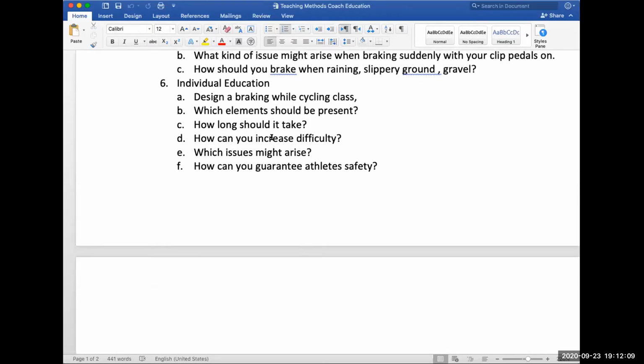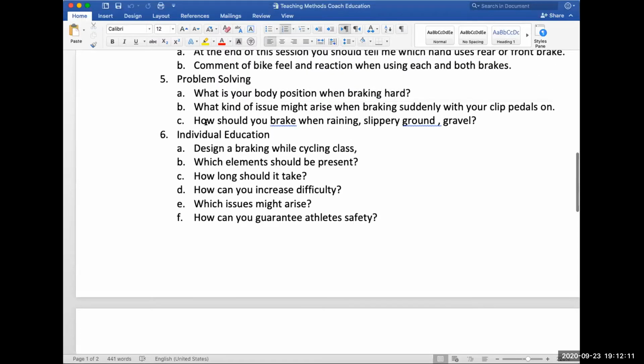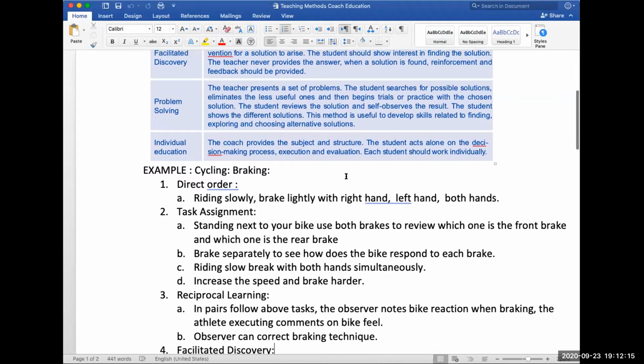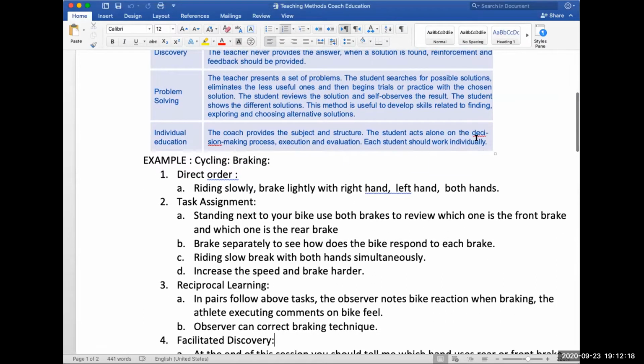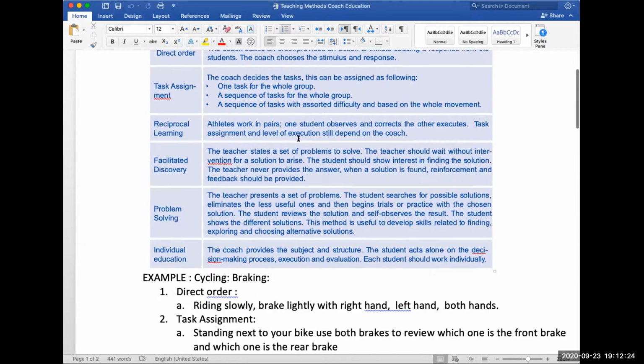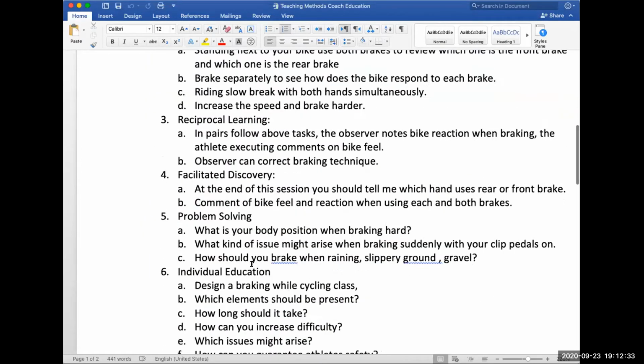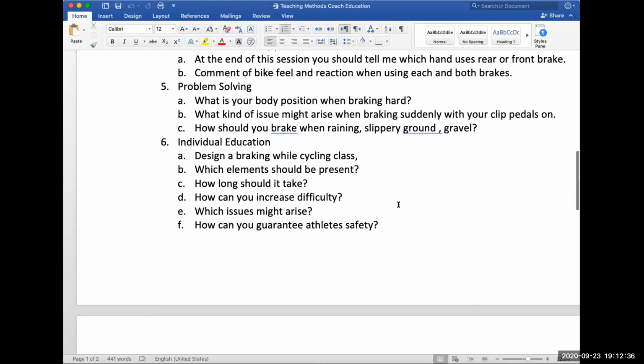So now, if it's going to be through individual education, if we see here, the coach provides the subject and structure, and the student should act alone on the decision process. So this would be completely athlete-led, and this would be completely coach-led, and this continuum is each time less coach-led and more athlete-led.